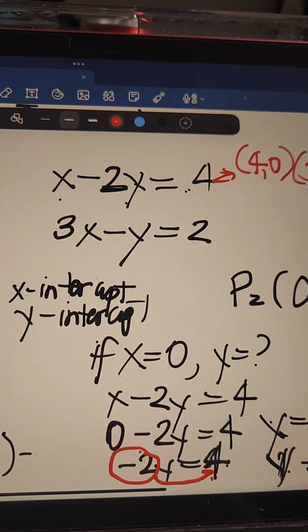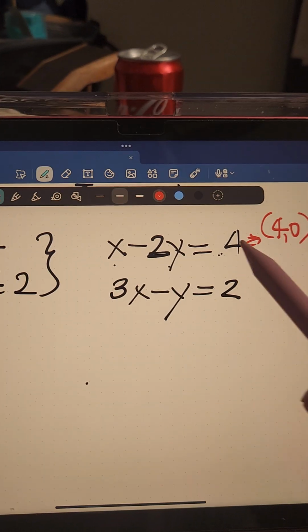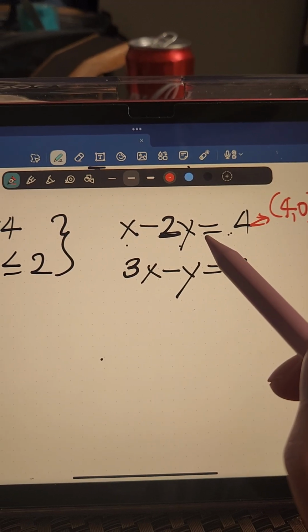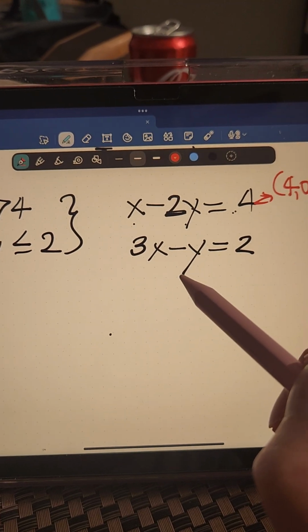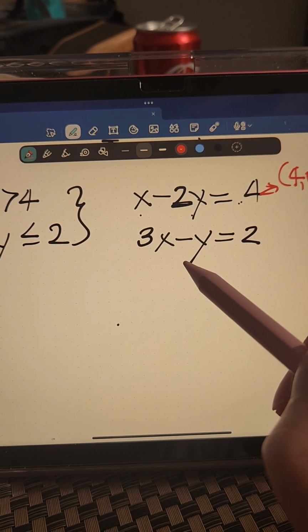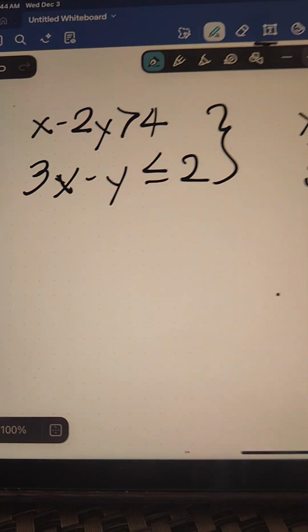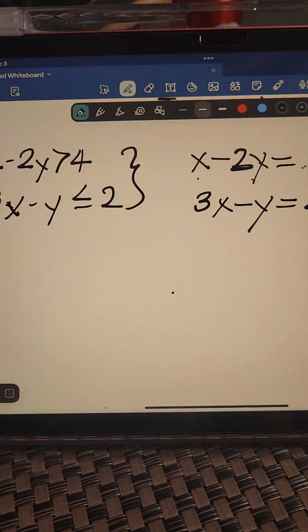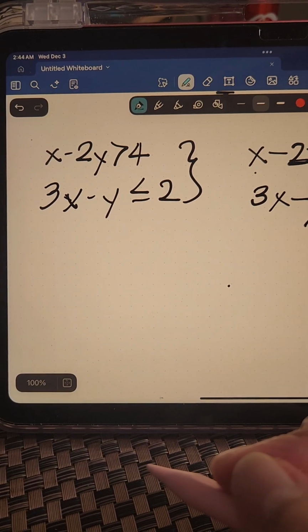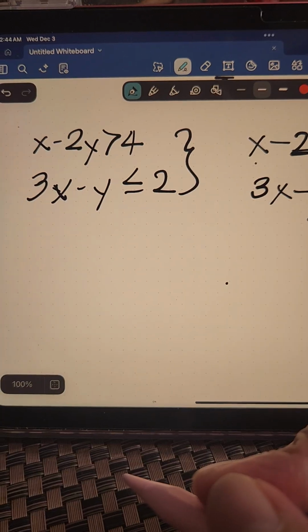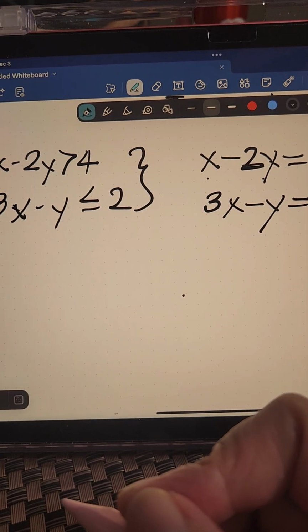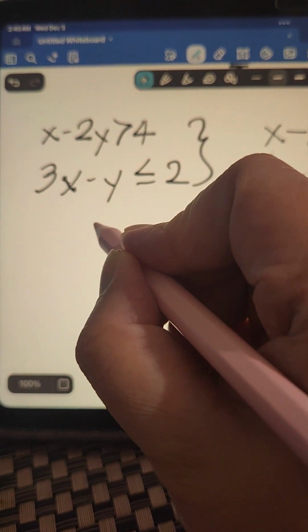Okay, so nakuha na natin yung intercept dun sa first equation. Now this time kukunin naman natin yung intercept for the second equation. So basically ganun din siya. Okay, i-assign lang natin ng values si x and y para makuha natin yung ordered pairs, yung mga points. Okay, so ganito din siya.